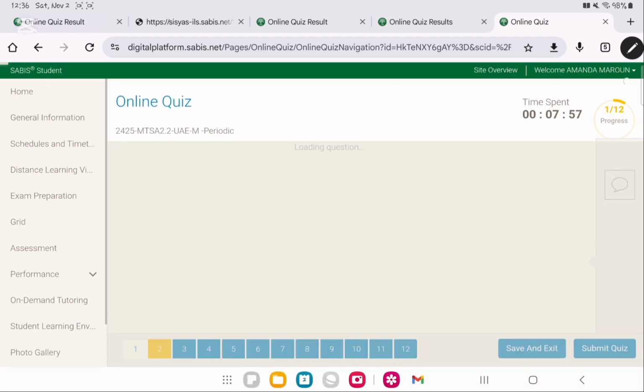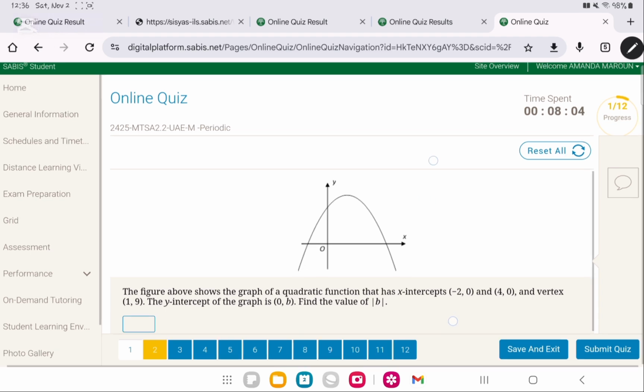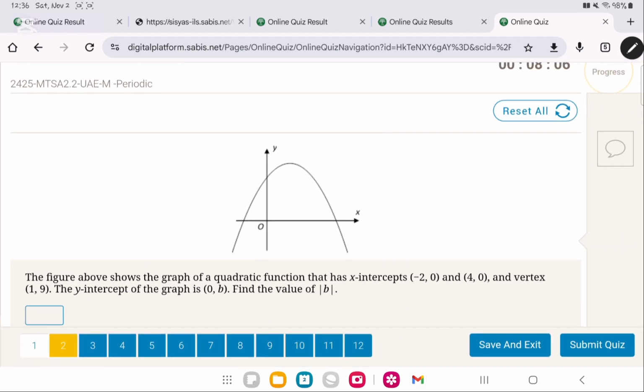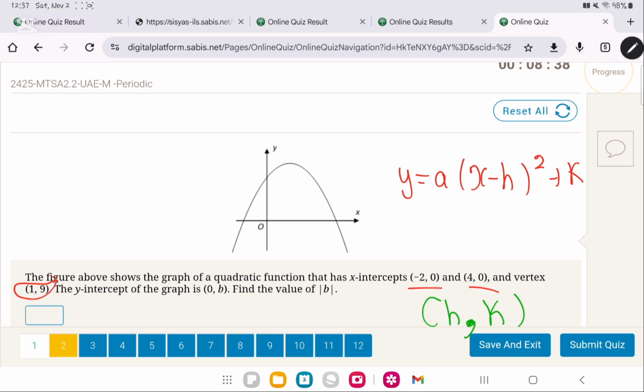Now we proceed to question number 2. Here again we have a quadratic function or a parabolic function. What is the basic rule for the parabolic function? It is y is equal to a times (x minus h) squared plus k. They told us that we have these x-intercepts, so we can call them 2 points on the line, and we have a vertex. So first thing, we have our vertex. We know our vertex is the opposite of h and k. So if it is 1, we're gonna put it in here as minus 1.